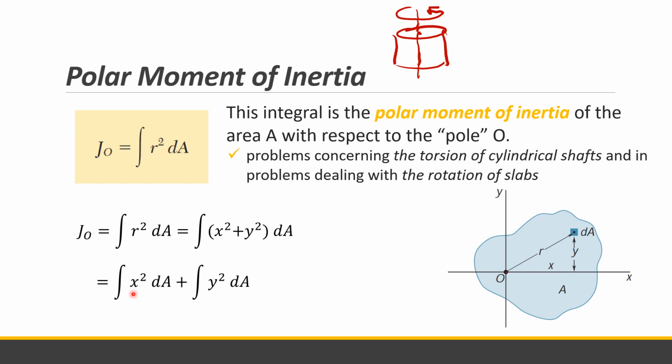These two are the rectangular moments of inertia. So we can denote that the polar moment of inertia with respect to the origin is equal to the moment of inertia with respect to the x-axis plus the moment of inertia with respect to the y-axis. That's it. It is just the summation of the x and y-axis moments of inertia. That is the polar moment of inertia.